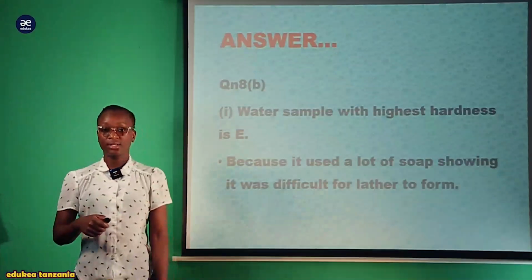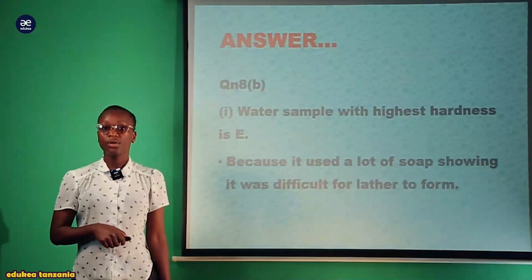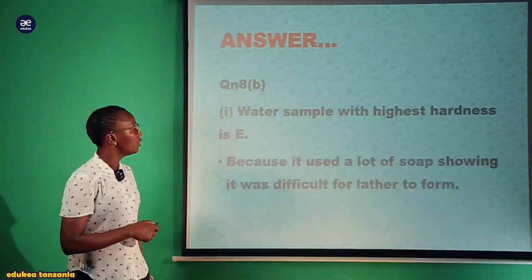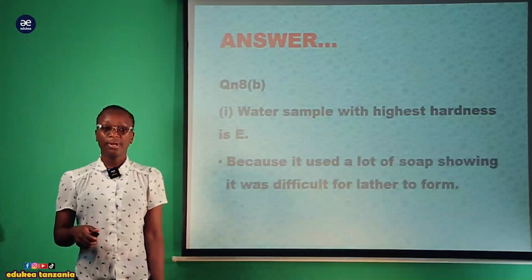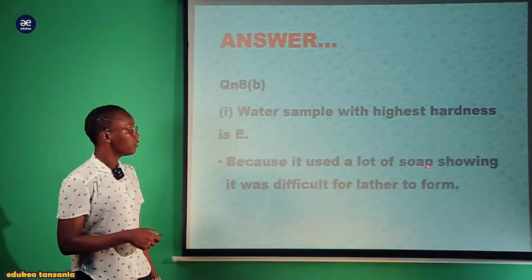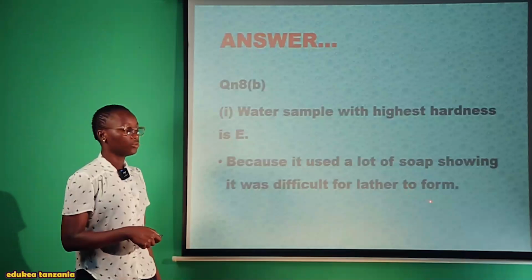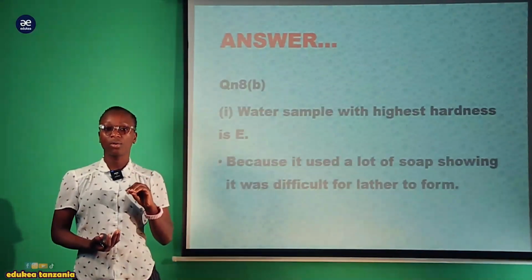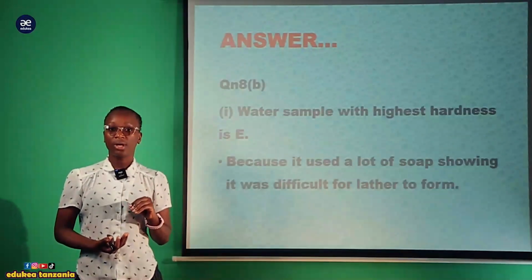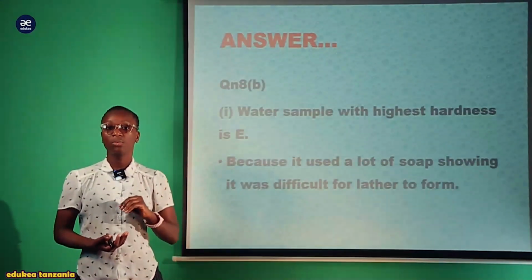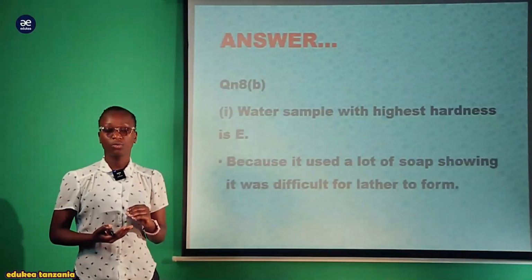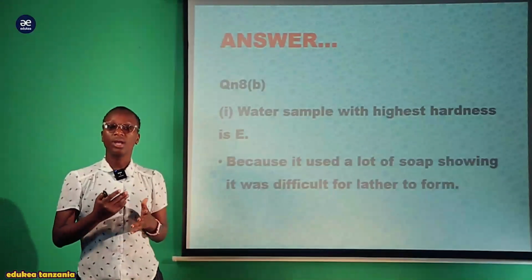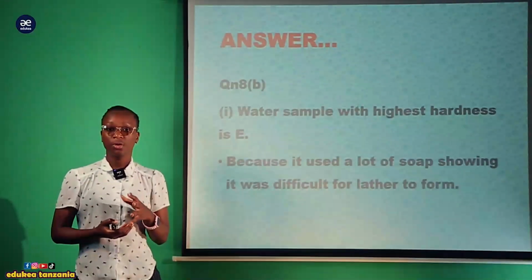Therefore katika ile data yetu tulopewa, we are able to identify now the water sample ambayo ilikuwa na highest hardness ambayo ni water sample E, simply because it used a lot of soap, showing it was difficult for leather to form. Yenye ilitumia ile volume kubwa ya soap. Kwa hiyo soap ilitumika kwa kiwango kikubwa sana, ambapo inaashiria kwamba okay, this was very hard to form a leather. Ile soap lile povu kutokea ilikuwa ni ngumu sana, kwa sababu yale maji au ile sample ilikuwa na chumvi nyingi. So large amount of soap ilikuwa used.